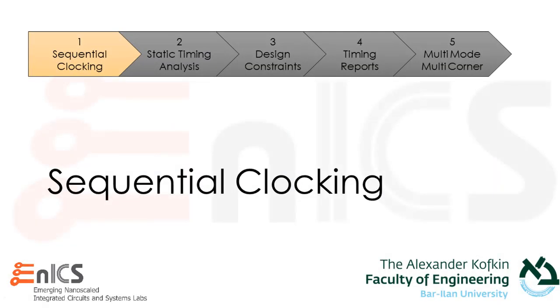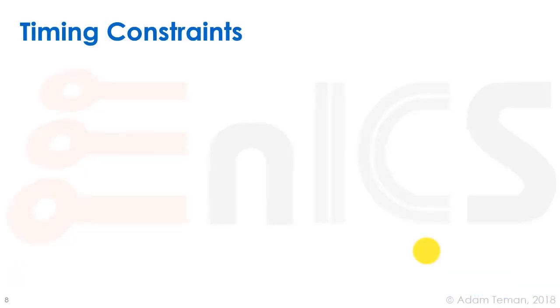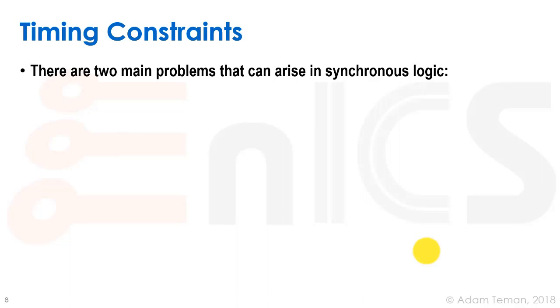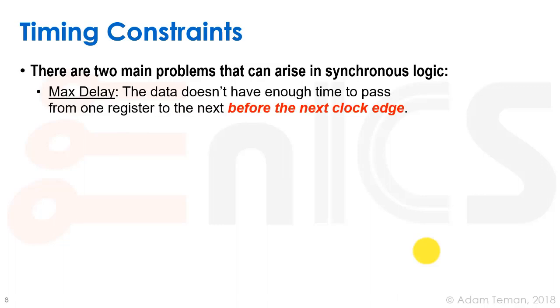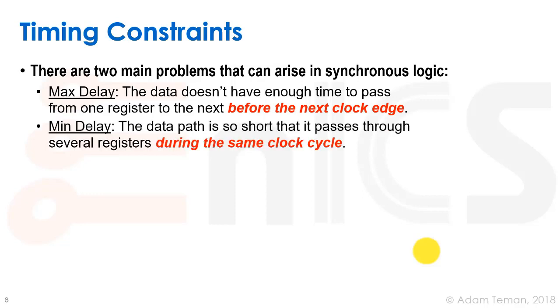Okay, so those are the three parameters that are interesting, and they provide us with our two main timing constraints that can arise in synchronous logic and that will now go with us until the end of this lecture and actually until the end of the course. So the first one is called max delay. The data doesn't have enough time to pass from one register to the next before the next clock edge, okay?